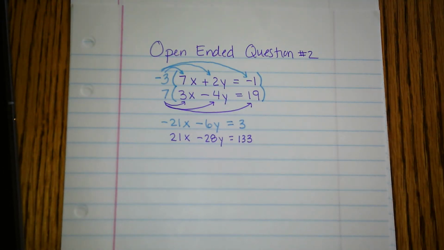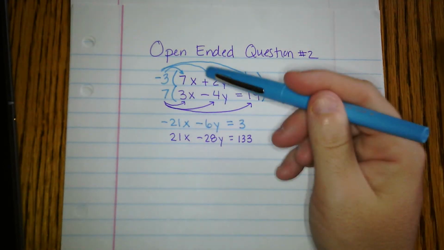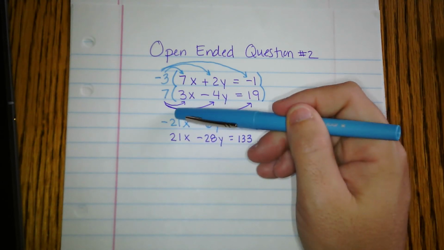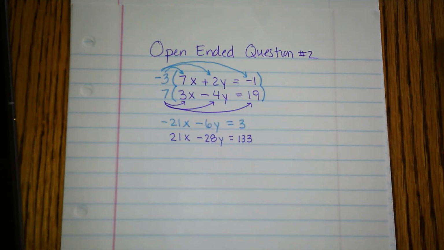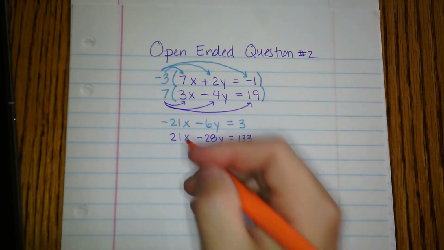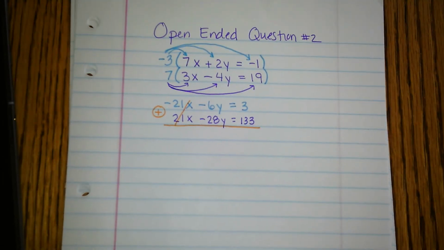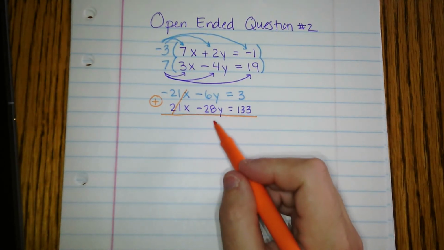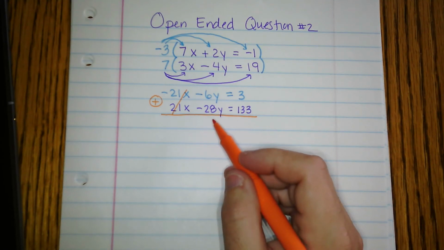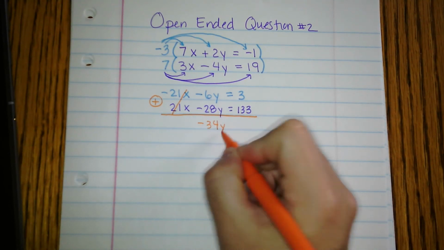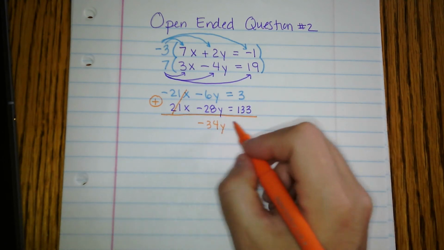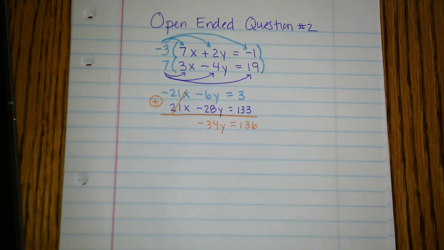Then what we're going to do is add down. If you notice, everything is in line. For my x terms, I've got the same exact coefficient, except one is negative and one is positive. So when I add down, they are going to cancel and eliminate, which is the whole purpose. So plus sign, add down, negative 21 plus 21 eliminates. Negative 6 plus negative 28 is negative 34y. And 3 plus 133 is 136.